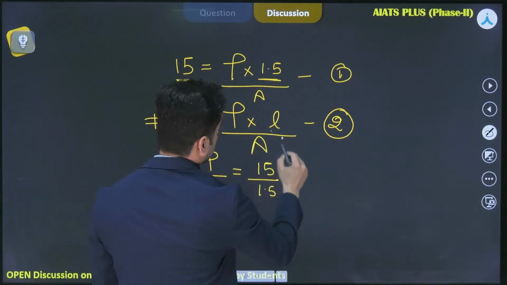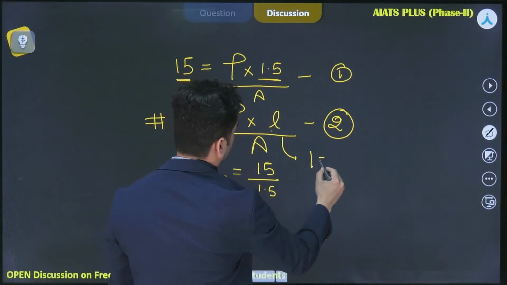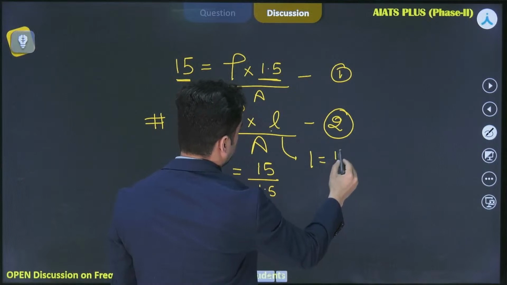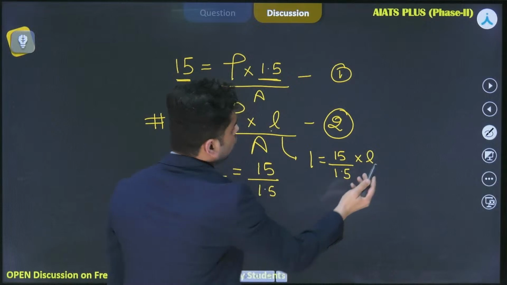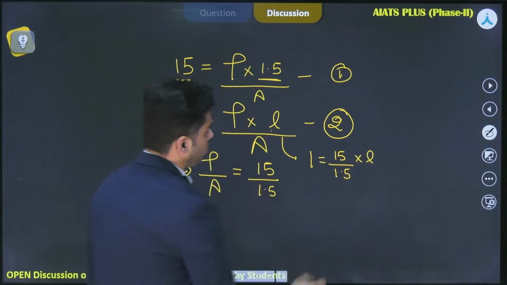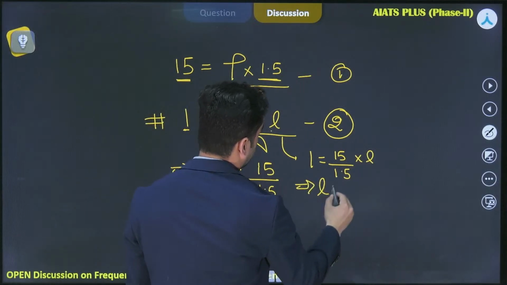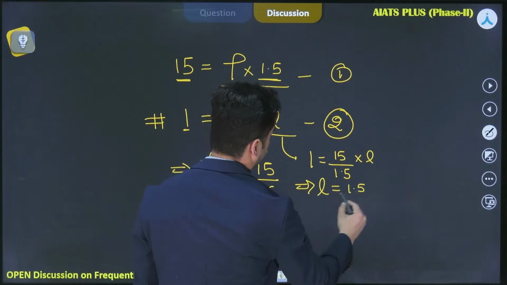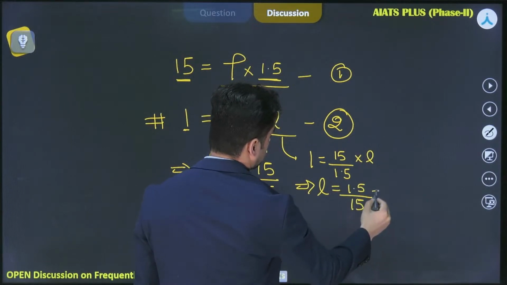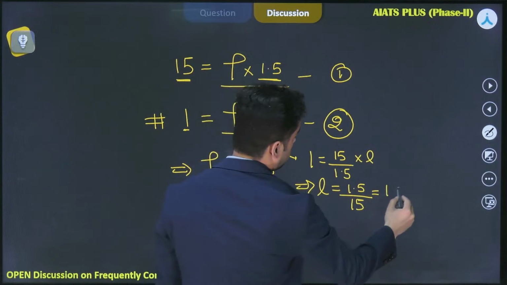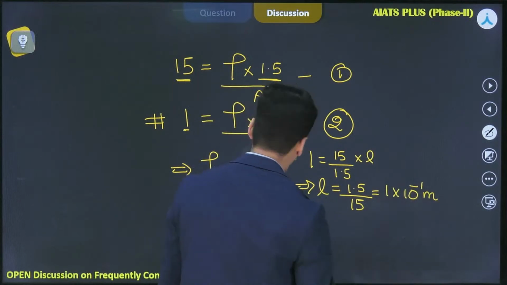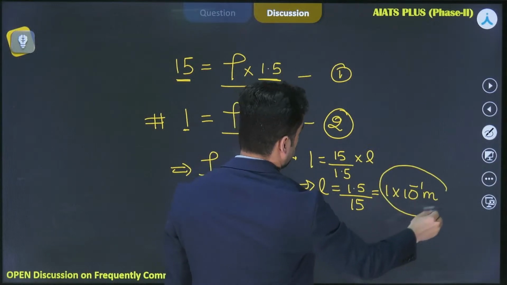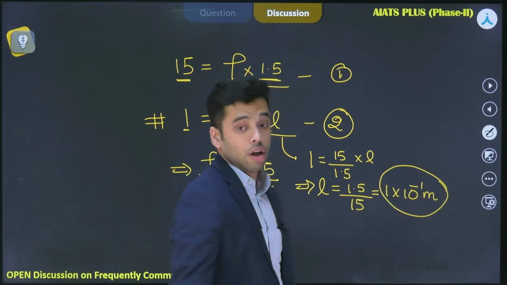And I'll put the value of rho by A in equation 2. So I can write that 1 should be equal to rho by A, which is 15 over 1.5, into L. This value L is what I need to find. So from here, L is equal to 1.5 by 15, and it is equal to 1 by 10, or 1 into 10 raised to the power minus 1 meter. This is the correct answer to this problem.